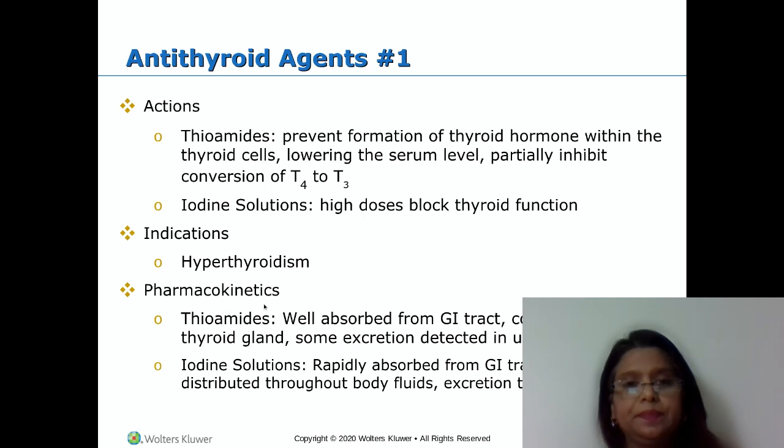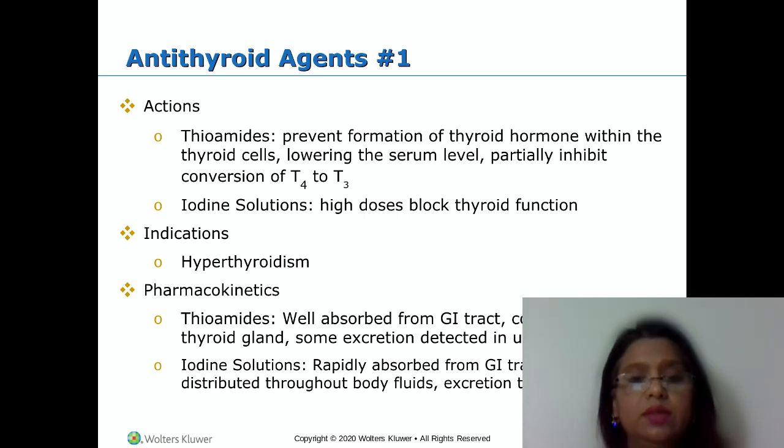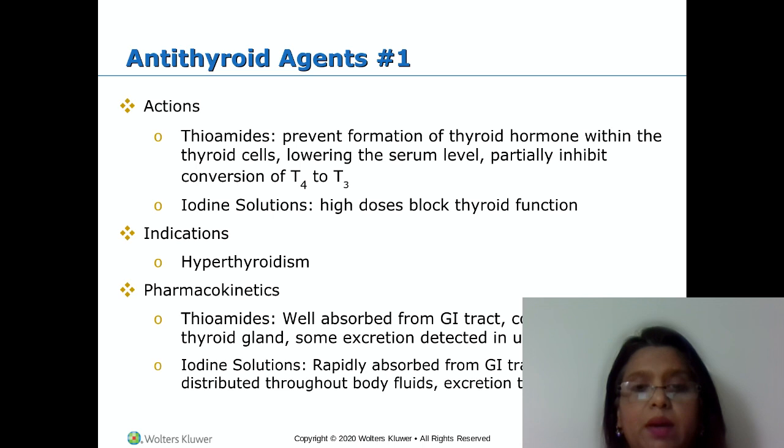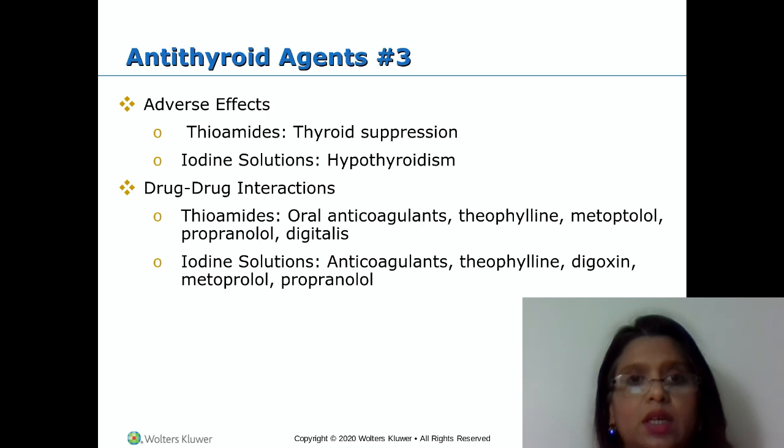Pharmacokinetics. They're well absorbed from the GI tract, concentrated in the thyroid gland, and some excretion is detected in urine. Iodine solution is rapidly absorbed from the GI tract, widely distributed throughout the body fluids, with excretion through the urine. Remember, all of them are excreted by kidneys. We check for allergies, pregnancy, and lactation.